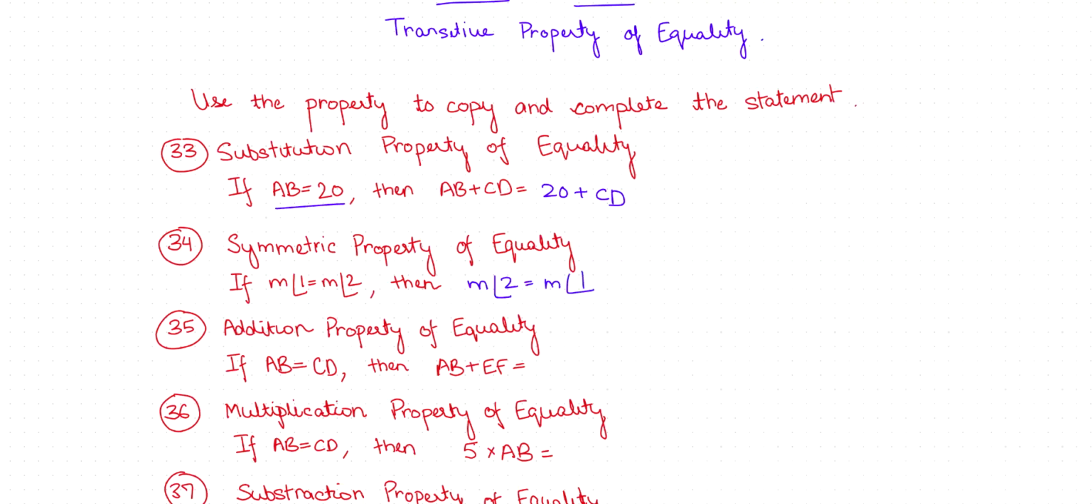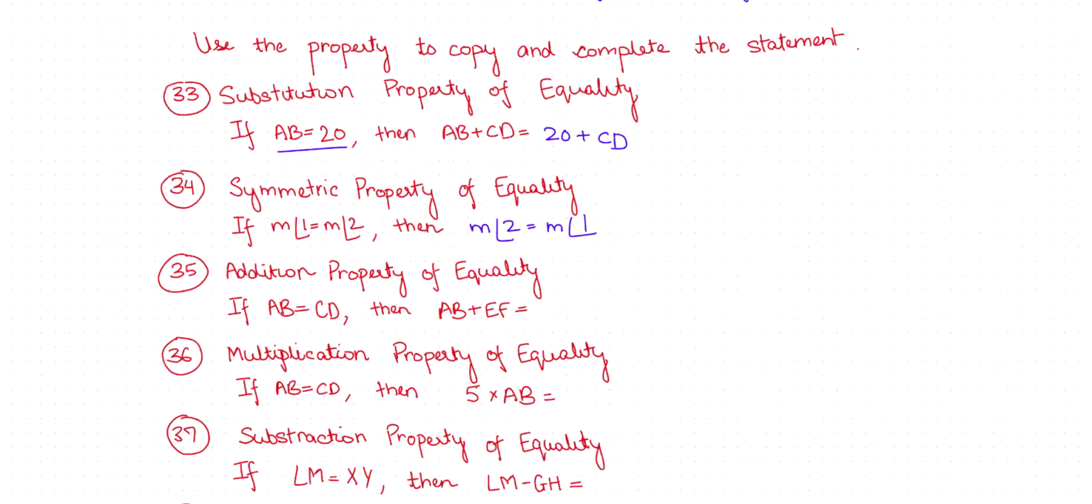Then the addition property of equality states that we add the same line or segment to both sides. So it is given if AB is equal to CD, then AB plus EF. So we added EF here. So basically for the addition property, we have to add EF to both sides, each side.